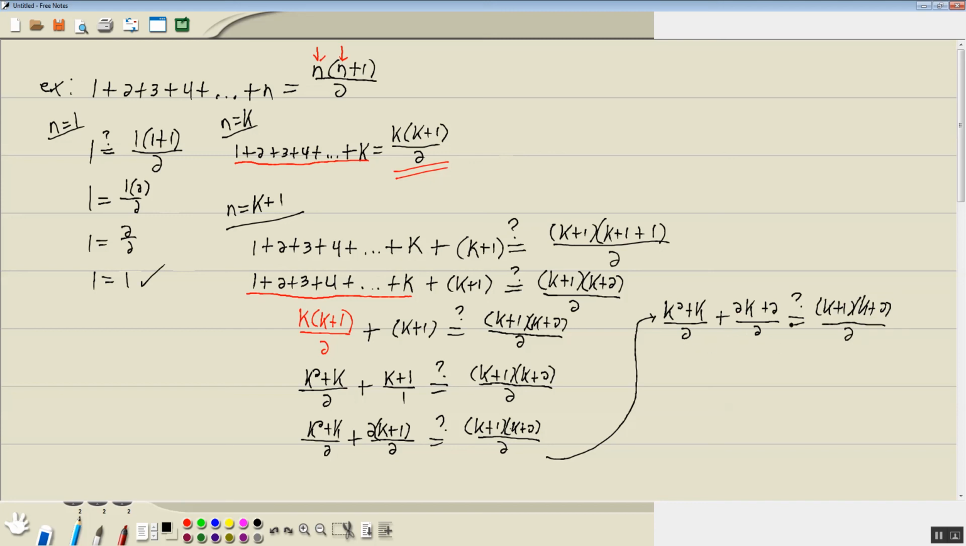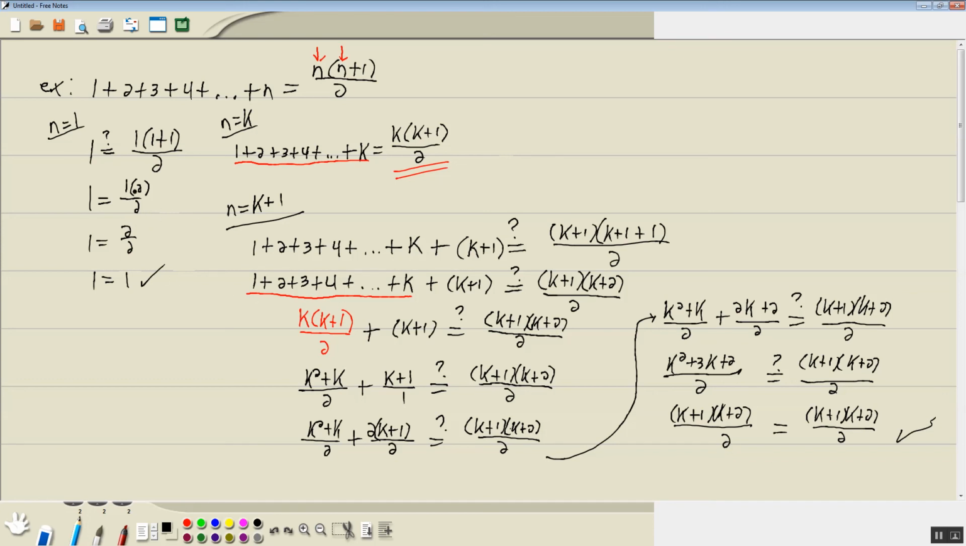Now that they have the same denominator, I can merge together the top parts. So I got k squared, k plus 2k is 3k plus 2 over 2. And we're wondering if that's equal to the right-hand side. Now this factors as k plus 1 times k plus 2. Now you notice something. It now equals the right-hand side. So that's verified.